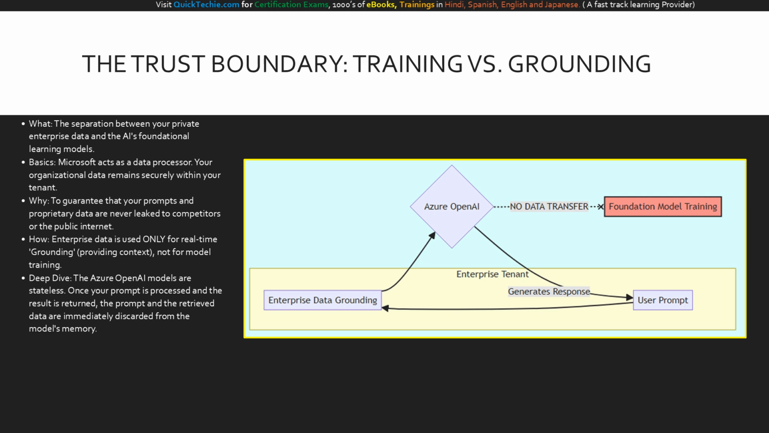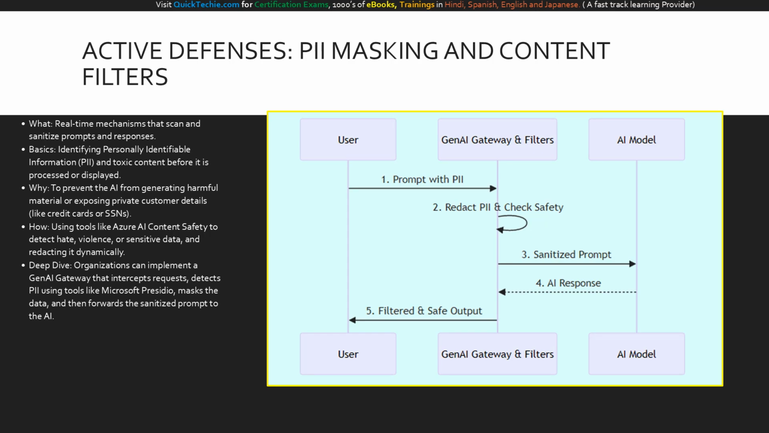Your data is fenced in, and prompt results are generated in a secure vacuum. Data protection isn't just about files. It is also about the actual words in your prompt and the AI's response. This brings us to active defenses, specifically PI masking and content filters. What are these? They are real-time scanning tools.